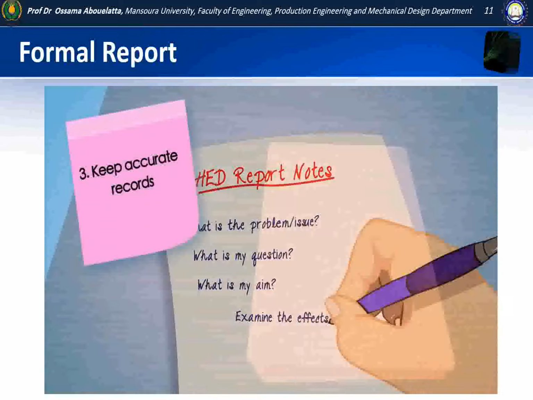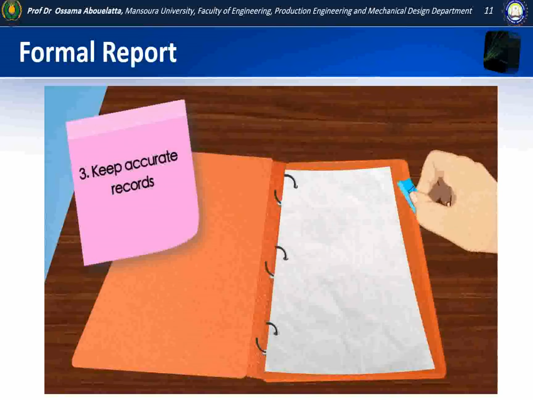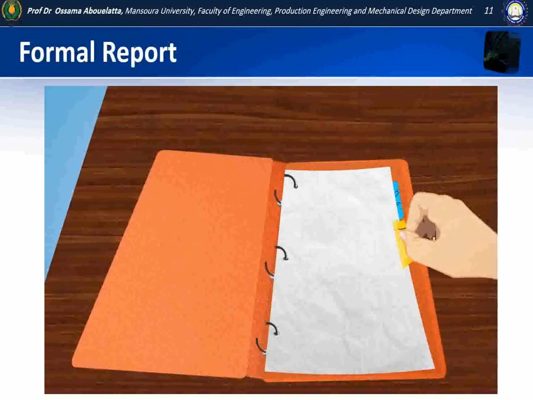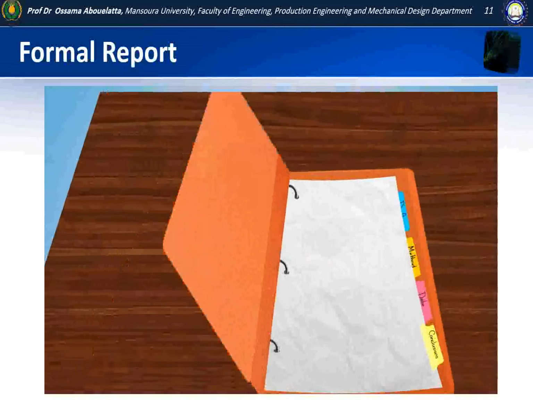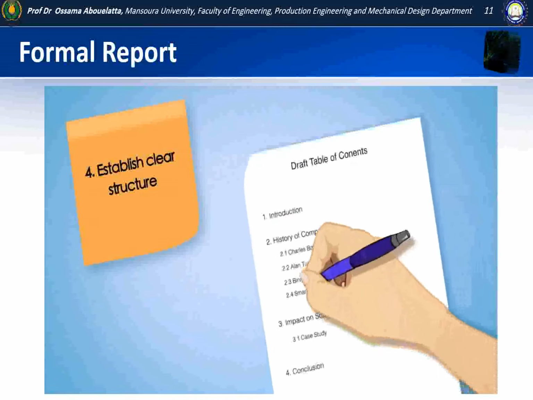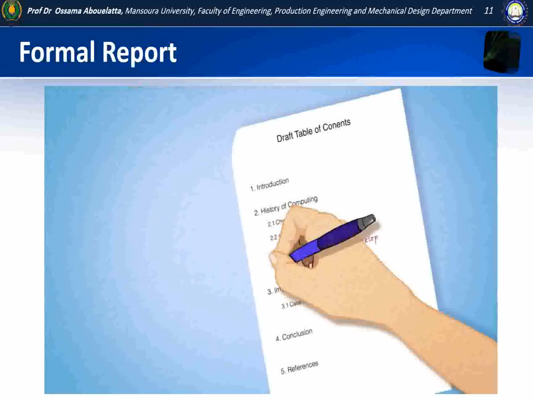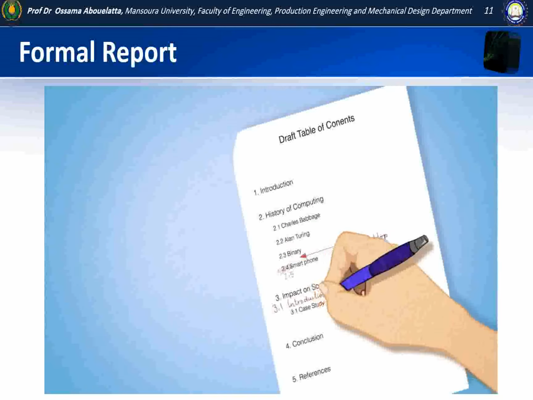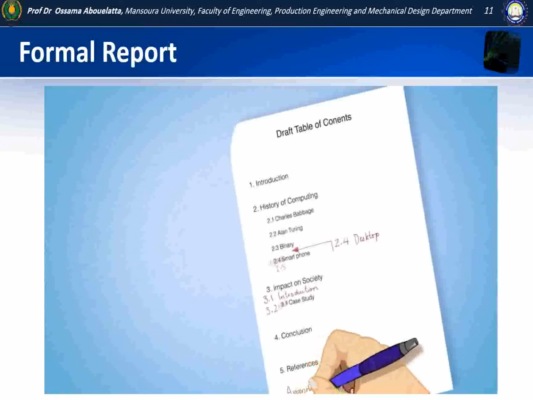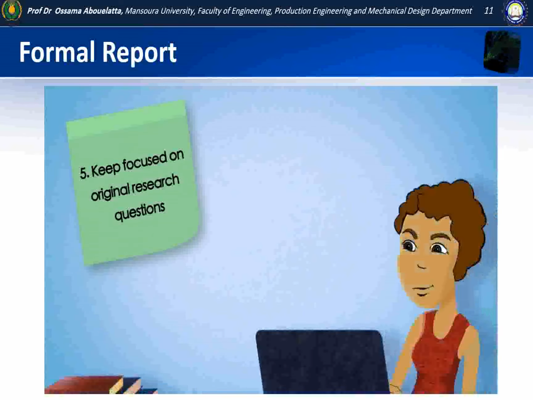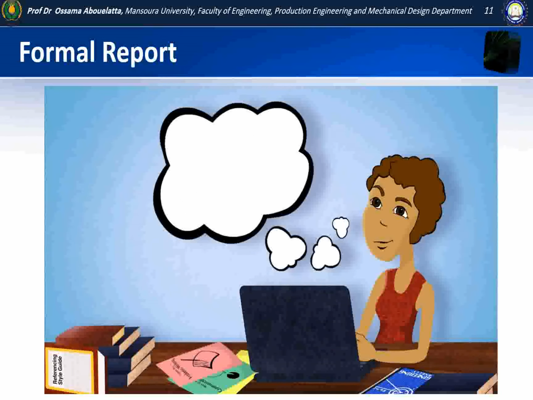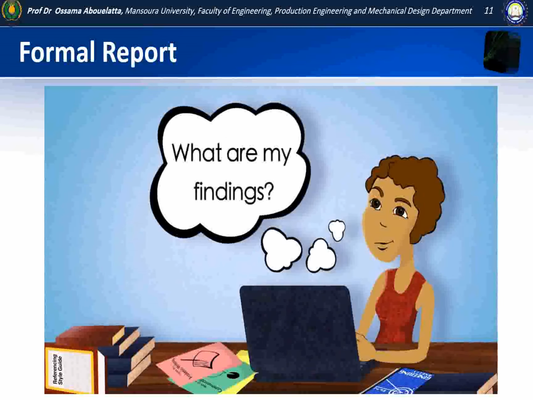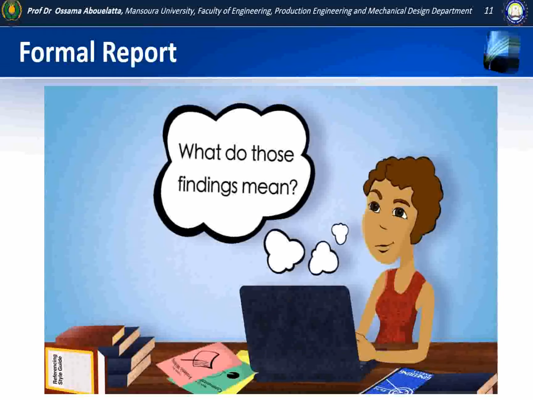Keep accurate records of all your readings and notes, such as your methods for collecting data, the data you collected, how you analyzed it, and your conclusions about the findings. Establish a clear structure for the whole report. Drafting a table of contents will help you list your headings or topics and related subheadings in a logical order. While writing each section, stay on track by revisiting the original brief and the original problem statement. This will keep your writing focused and relevant.